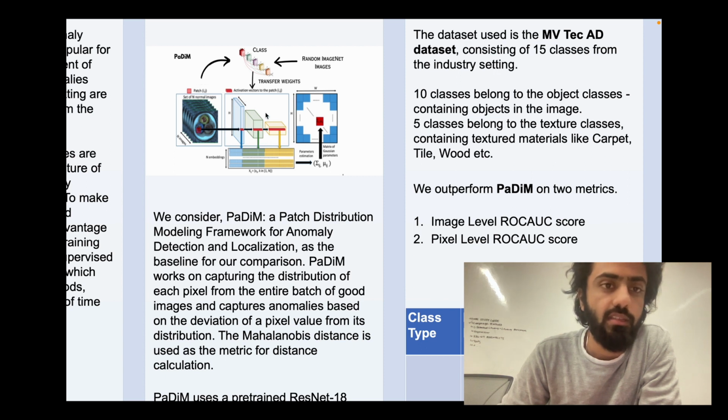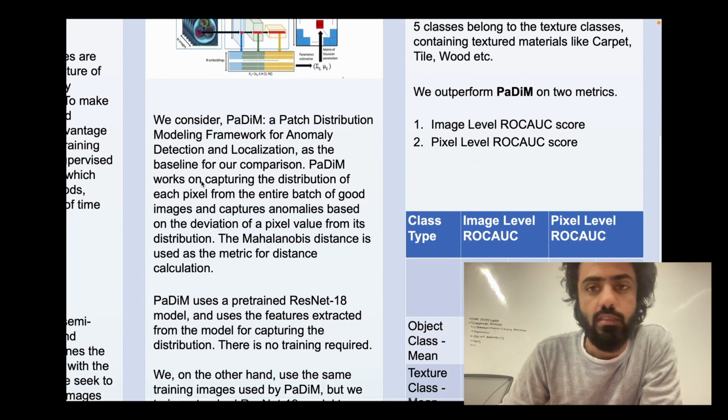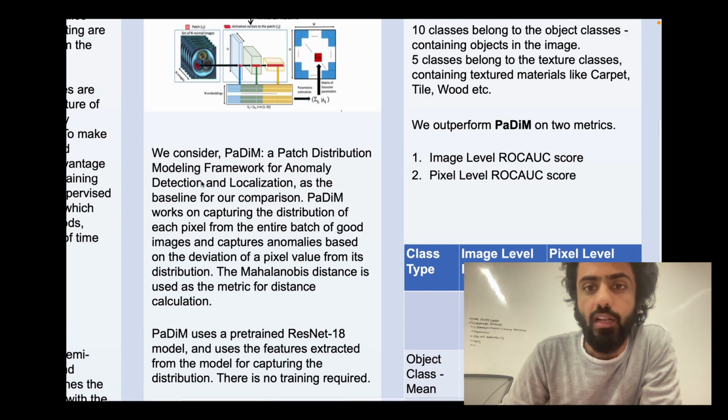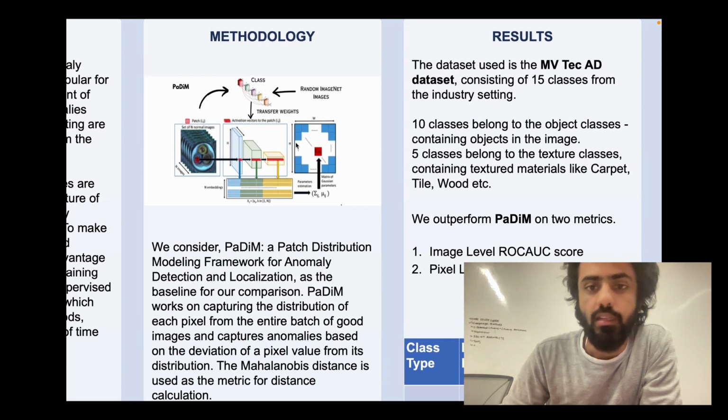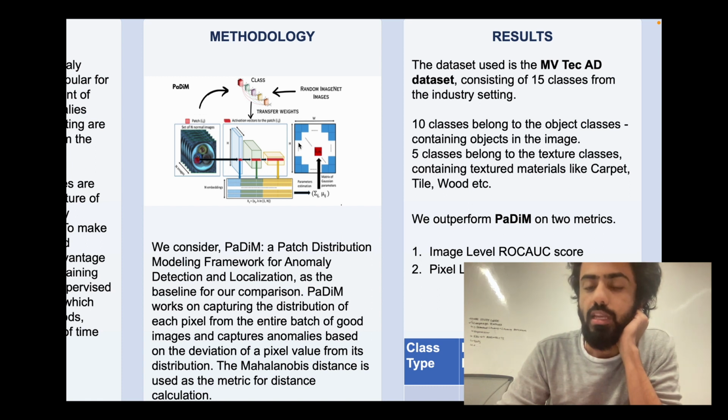That is, we send the set of n normal images again to the feature extractor, but now the weights in the feature extractor are biased towards our dataset, and then the same thing is done. That is, a distribution is calculated for each pixel, and in the test setting we see if a particular pixel is deviating from the distribution. The dataset that is considered for this task is called the MVTec dataset, which has around 15 classes. 10 classes belong to the object classes, that is, it contains objects in the images. It can be a pill, it can be a screw, etc. And then 5 classes belong to the texture classes. They can be carpet, tile, wood, etc., where the entire image is the class itself.